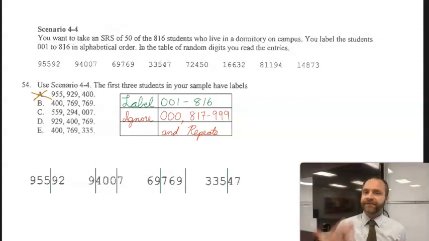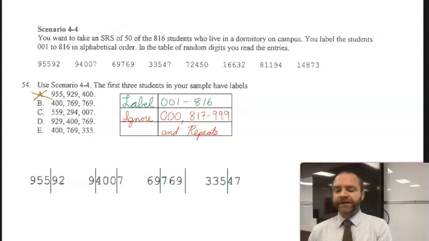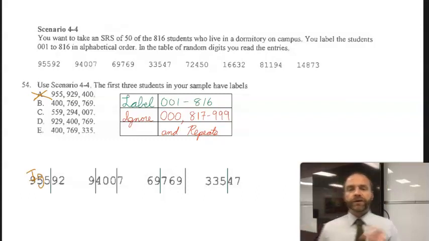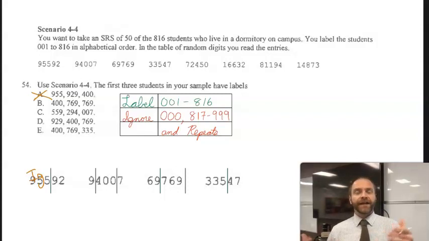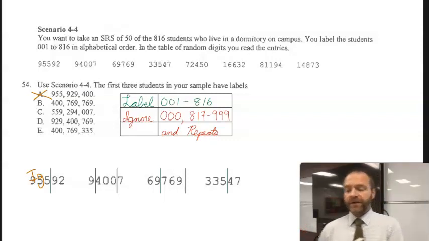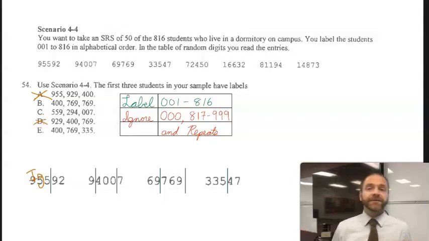Why am I saying that? It's the first number that pops up, and we said we're going to ignore numbers outside our range. Our range stops at 816, from 001 to 816, and 955 is outside, so I'm going to ignore it. Next number, 929. That looks like choice D, so D is not my answer.